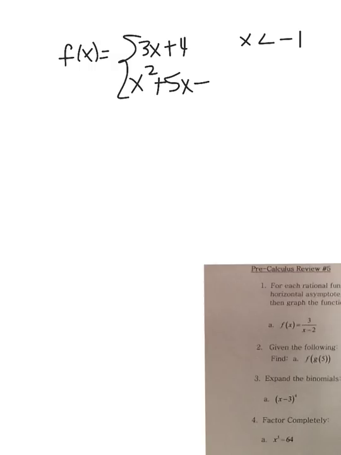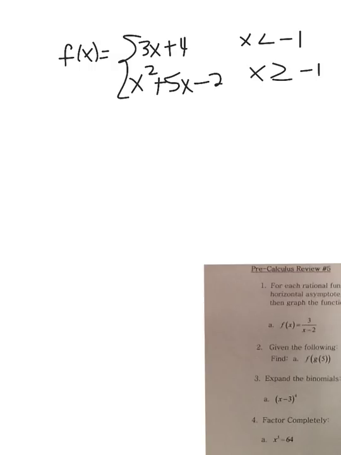All right, so let me just rewrite that. So I have here f(x) is equal to 3x + 4, and x has to be less than -1, and x² + 5x - 2, and x has to be greater than or equal to -1.